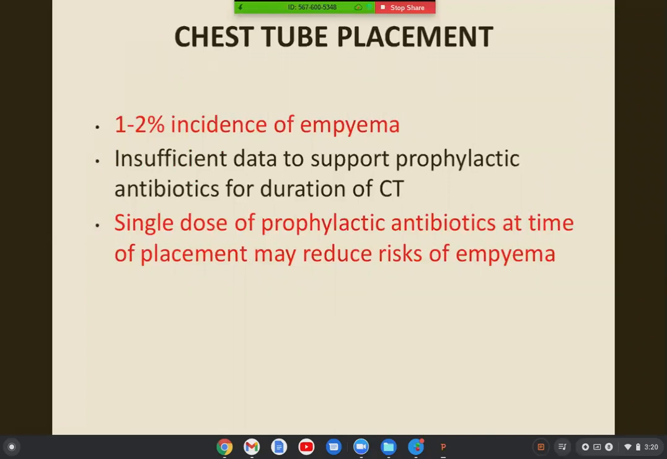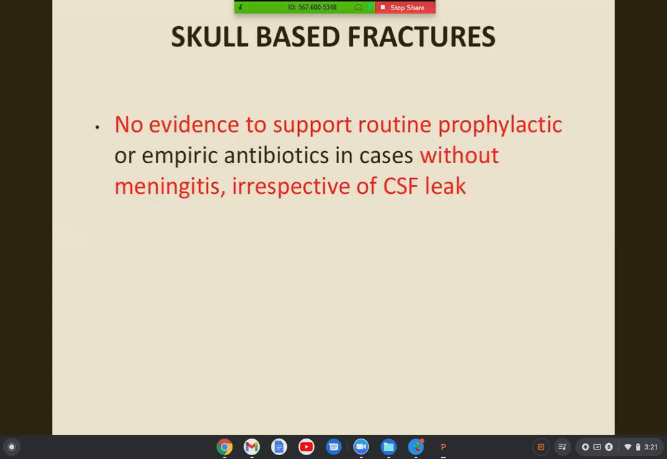Chest tube placement is a general procedure in ICUs. There is an incidence of 1 to 2% of empyema. A single dose of prophylactic antibiotic at the time of placement reduces the risk of empyema. There is no evidence supporting routine prophylactic use of antibiotics in skull base fractures without meningitis, irrespective of CSF leak.